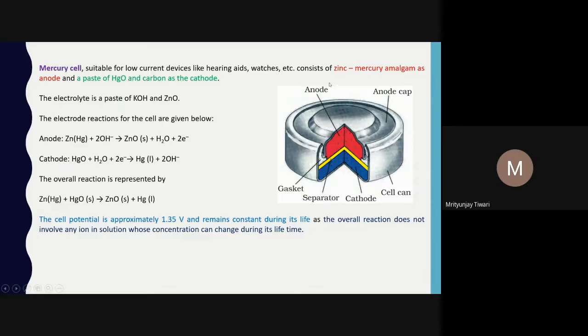It consists of zinc mercury amalgam as anode. Zinc mercury amalgam is what? It's a kind of metal alloy, sorry, I am forgetting that concept. So zinc mercury amalgam is what we use here as anode, and a paste of HgO and carbon as the cathode.